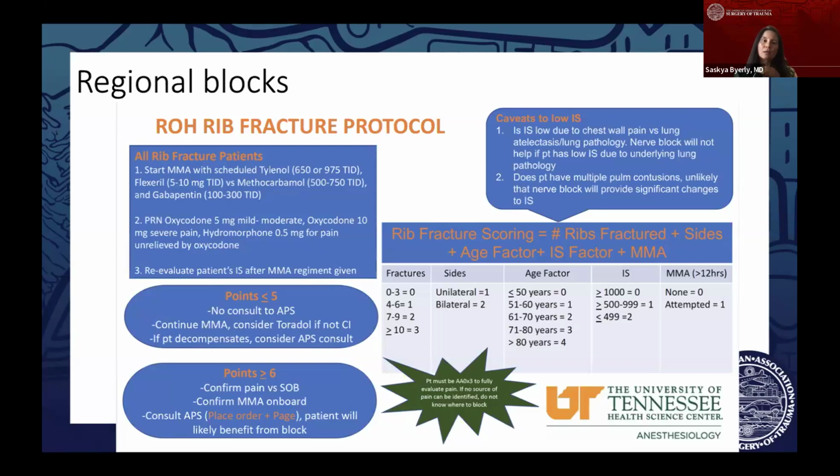As far as regional pain blocks go, this is all managed by our anesthesiologists, and they have put together their own protocol of what they recommend for multimodal pain management. They have come up with a rib fracture scoring system, based on the Ottawa group's experience, which I'll show you. It involves the number of ribs fractured, whether it's unilateral or bilateral, age, performance on IS, and whether multimodal therapy has been attempted or not.